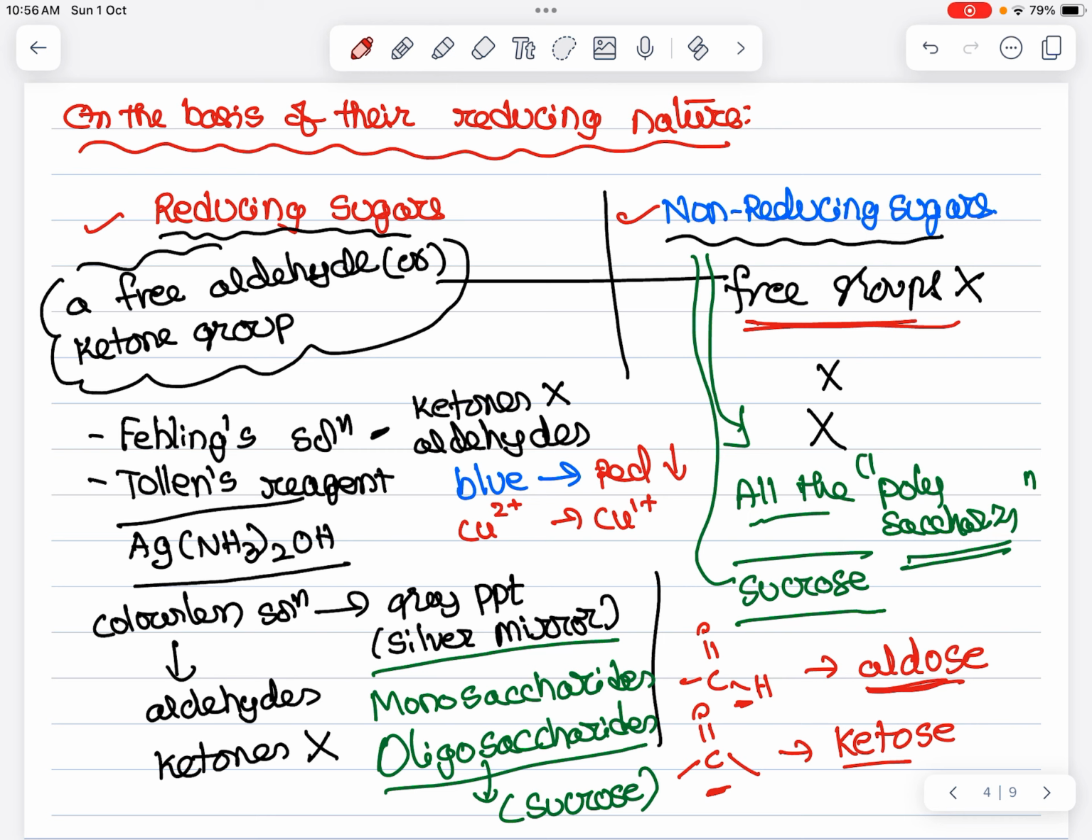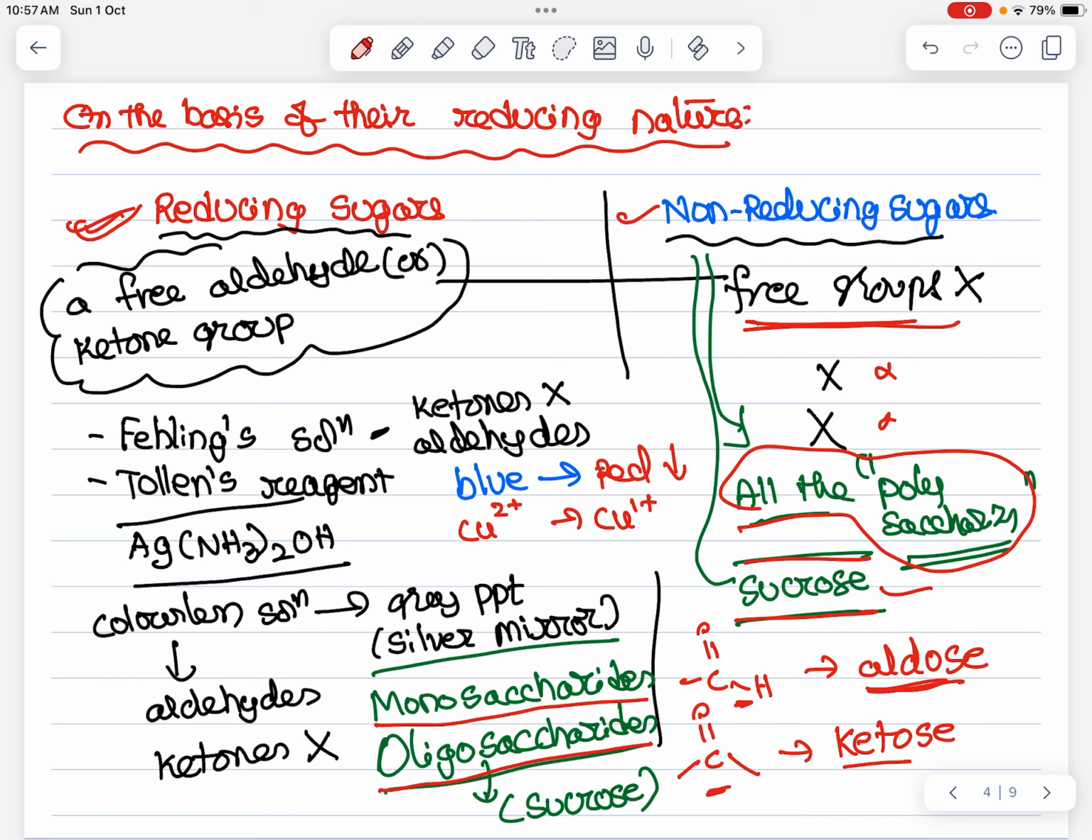Ketones don't give positive results, but aldehydes do. The non-reducing sugars don't give a result for Fehling's solution and Tollens reagent. All the monosaccharides and all the oligosaccharides except sucrose are reducing sugars. All the polysaccharides are non-reducing sugars, and sucrose among oligosaccharides is also a non-reducing sugar.